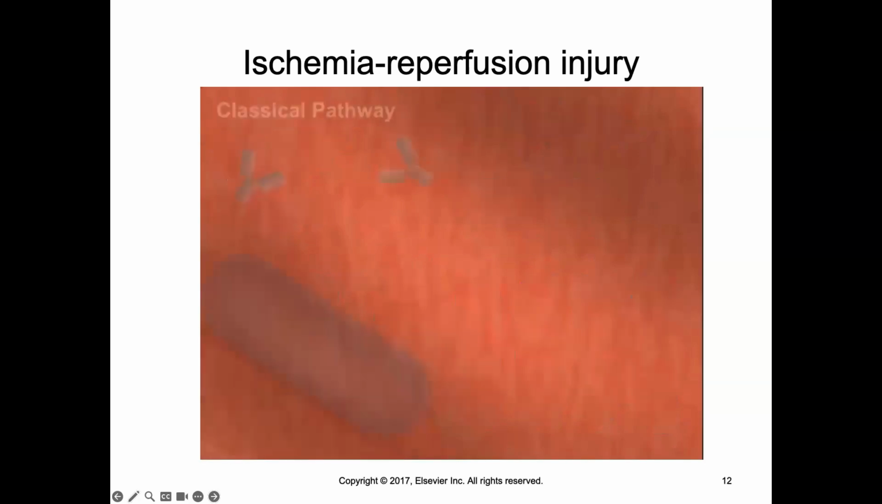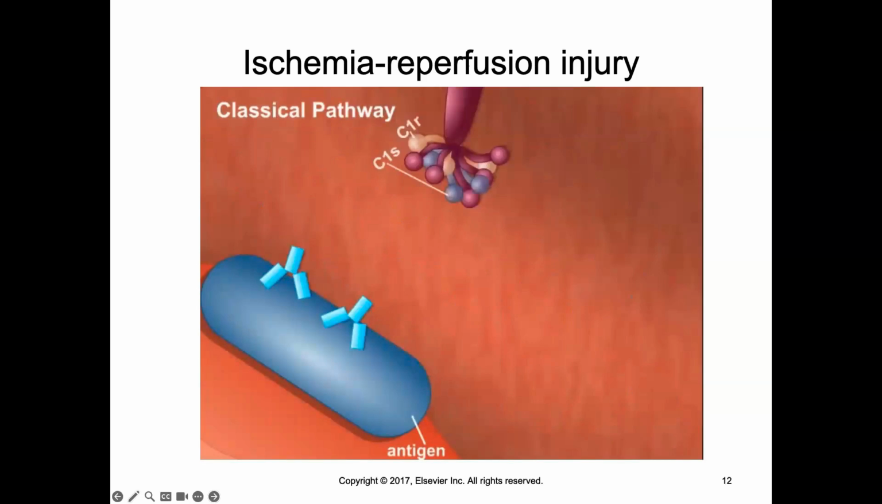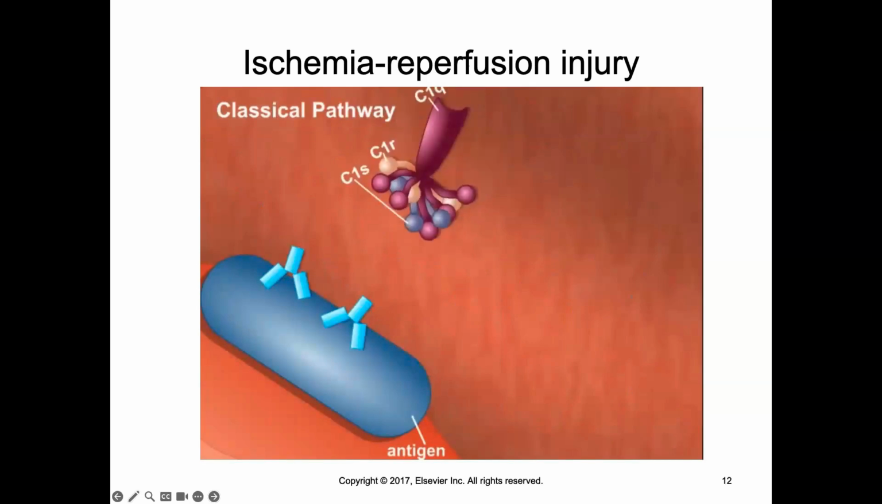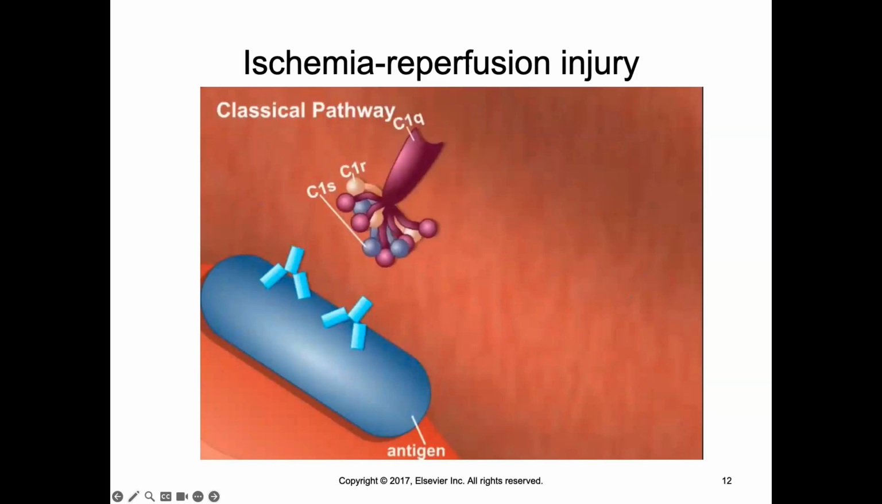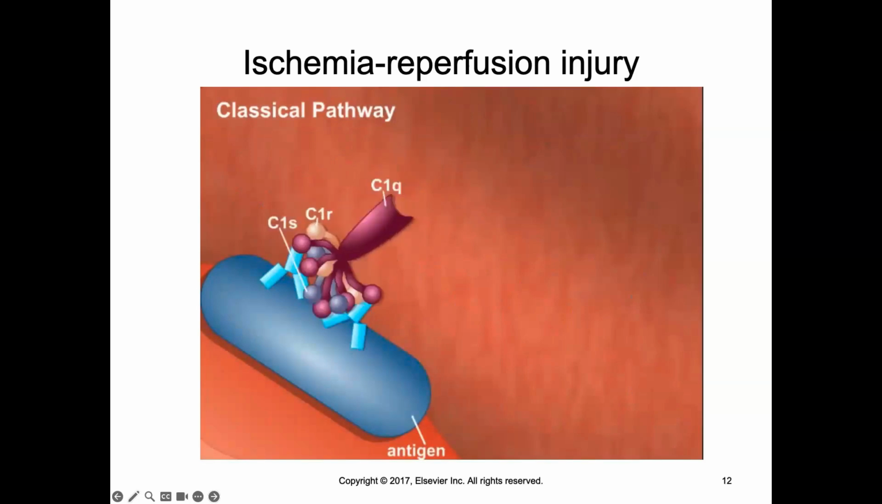The classical pathway requires interaction of antibodies with an antigen, usually on a cell surface. Following binding of antibodies to cell surface antigens, C1, which is composed of 3 proteins, R, Q, and S, attaches to the constant region, Fc, of adjacent antibodies through its C1q subunit.